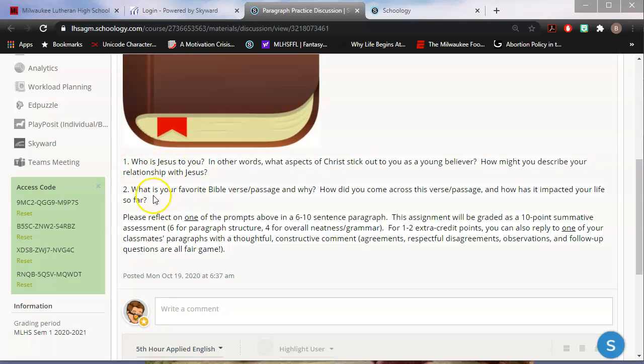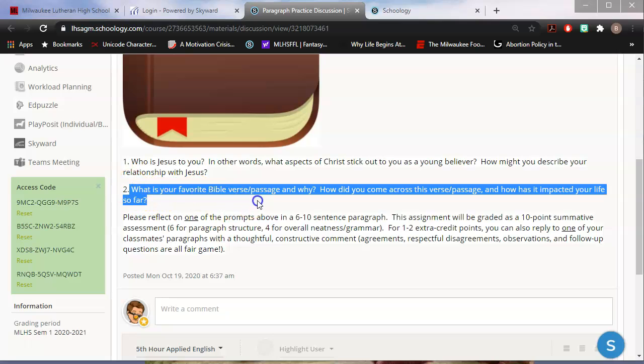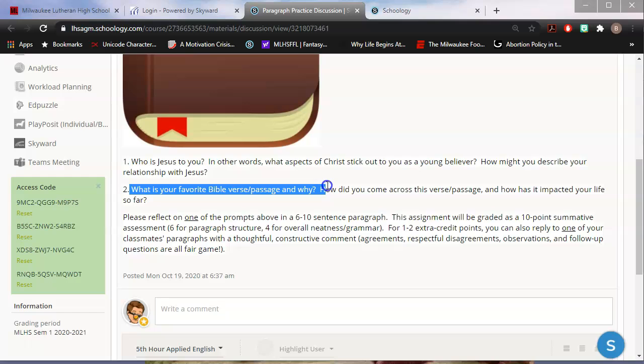If you're not as big of a fan of prompt number 1, you can choose prompt number 2 instead. What is your favorite Bible verse or passage and why? How did you come across this verse or passage? So you can tell the story of how this verse came into your life. And you can discuss how it's impacted your life so far.